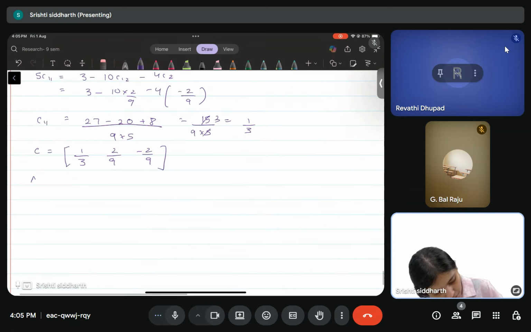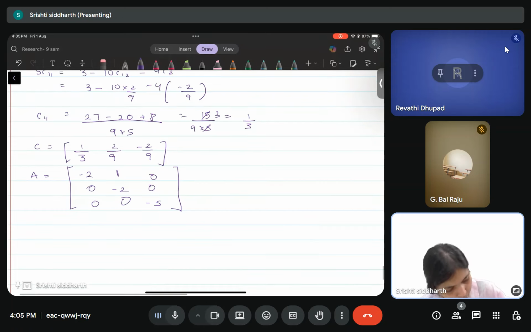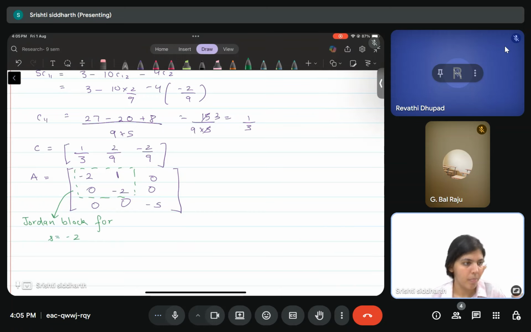A is going to be, because we have repeated eigenvalues at minus 2, this is still a third order system. Minus 2, minus 2 and minus 5. This is going to be 1. Then 0 is everywhere else. So this is known as the Jordan block, corresponding to eigenvalue minus 2. B is simply 1, 1, 1. And D is of course 0.